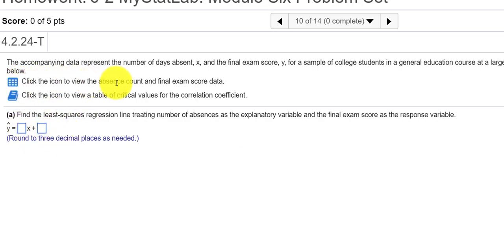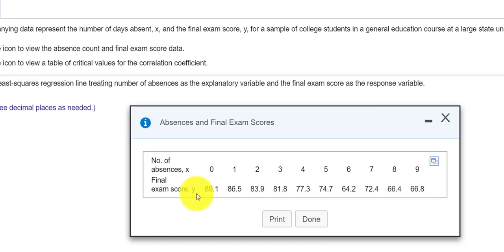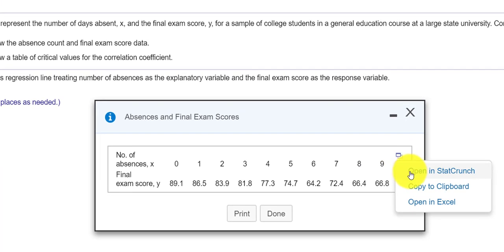I opened this icon to view the absent count, and it looks like the more absences students have, the lower their grades are on the final exam. Right? Someone with 0 absences scored 89, where people with 9 absences tended to score in the 60s. So let's open this up in StatCrunch.